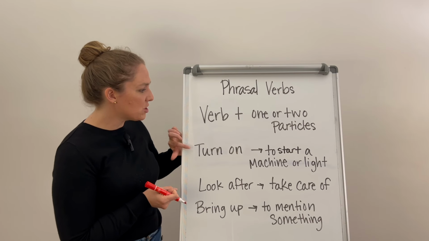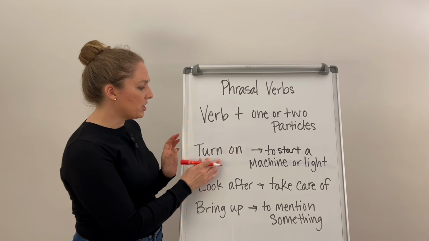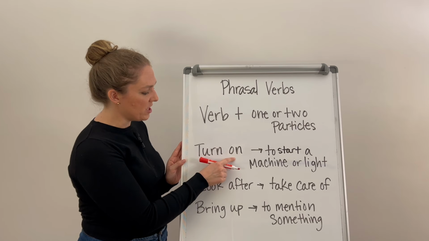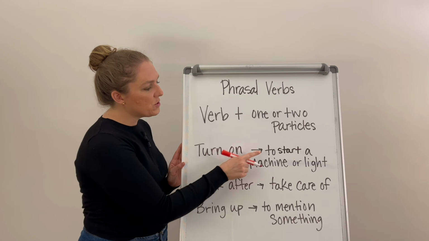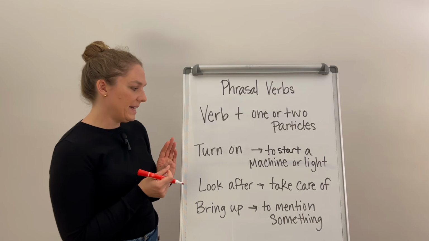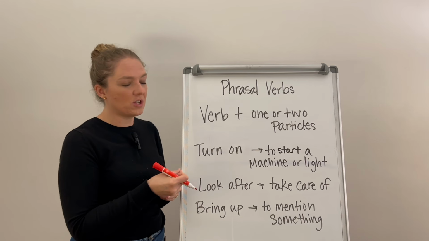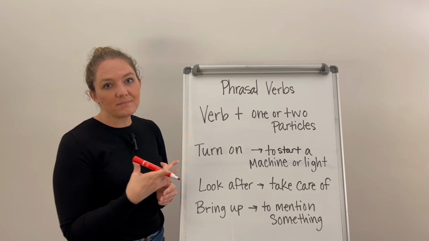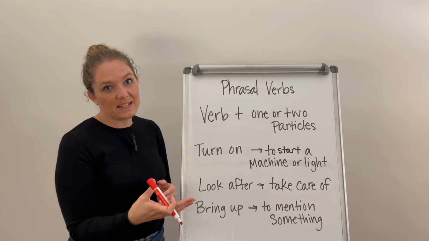The first is turn on. We have the verb turn plus the preposition on. Turn on means to start a machine or light. I turn on the car. Can you turn on the light for me?